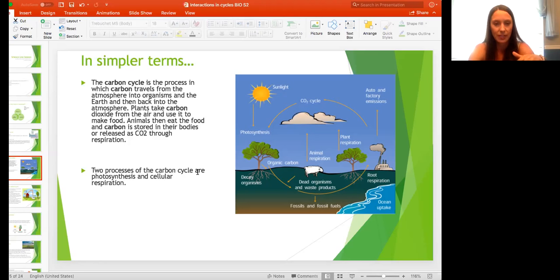If you think about it, if you take a big umbrella and put the carbon cycle on the top, two of the different processes that occur in the carbon cycle are photosynthesis and cellular respiration. So they're two parts of the cycle, showing how carbon can transform here on Earth. Does that make sense so far?